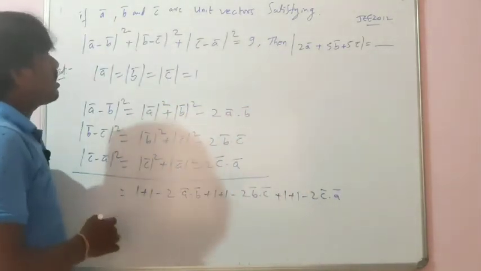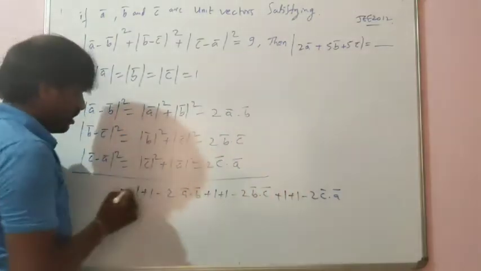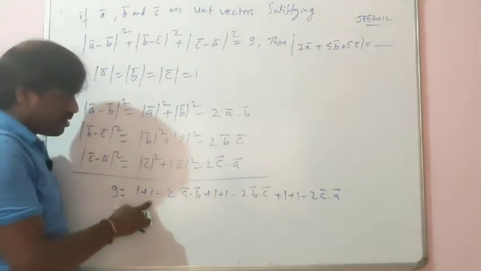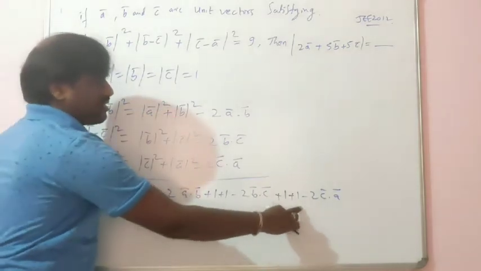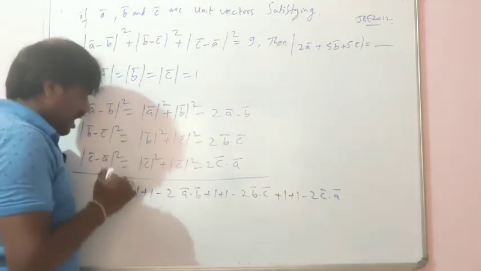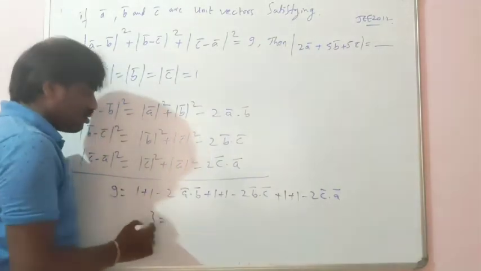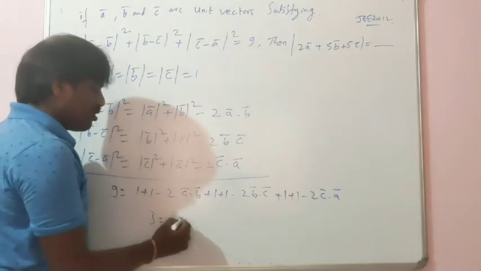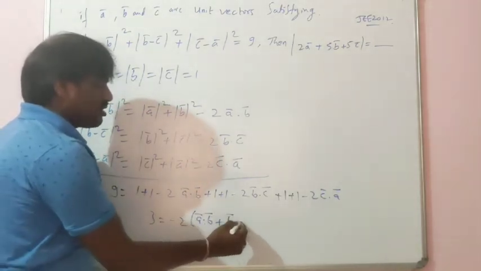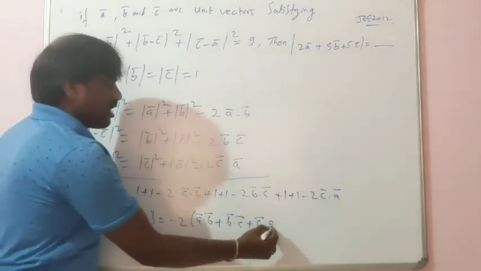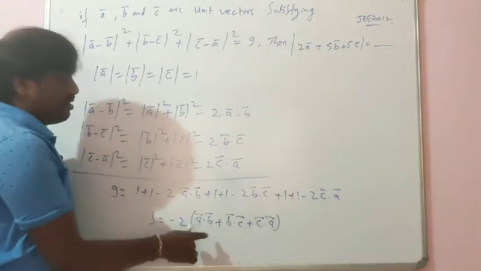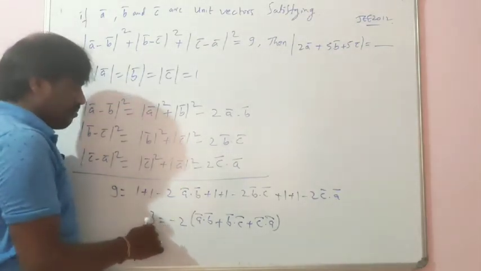And they are given, this whole value is 9. So the addition is given as 9. So 1 plus 1, 1 plus 1, 1 plus 1, the total is 6. We can say 9 minus 6 is 3. So I am going to get 3 is equal to minus, if I take 2 common, A dot B plus B dot C plus C dot A. It means A dot B plus B dot C plus C dot A value is minus 3 by 2.